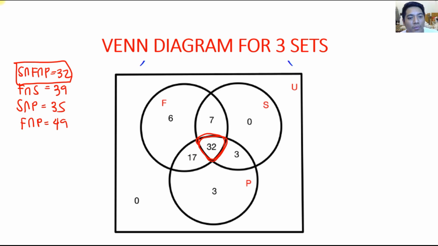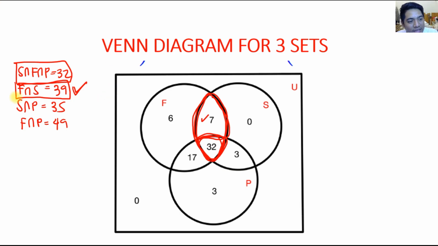Now we have the information that F intersects S as 39. This is the shaded region we are concerned with, the intersection of F and S. But since we already have 32 here and the total of the intersection of F and S is 39, the value here must be 39 minus 32, which is 7. So if you add up the intersection, 7 and 32, you have 39.